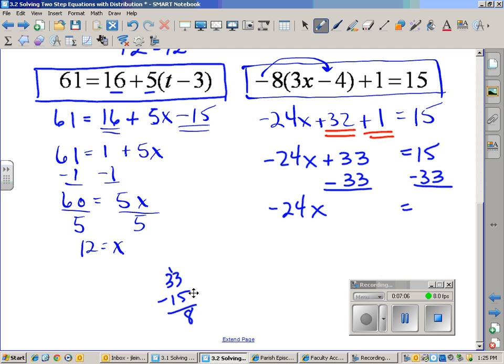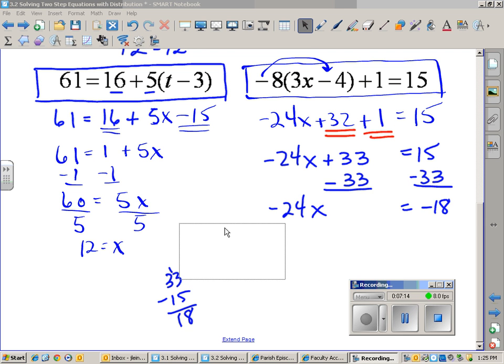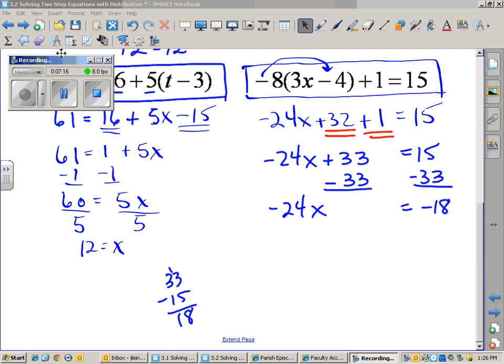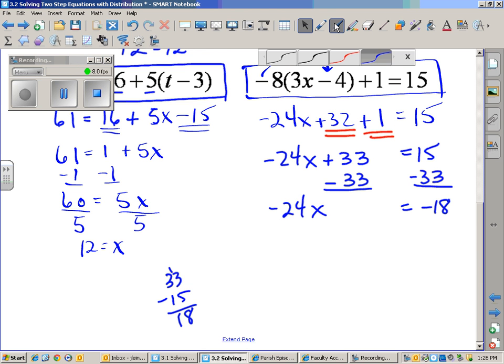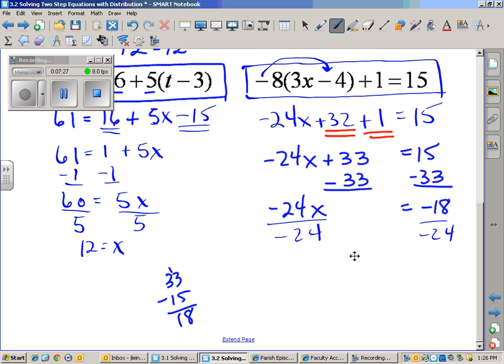8. Let's see, 218, is that right? Is equal to negative 18. This is going to be an interesting problem. If I did it correctly, I am now going to divide both sides by negative 24, and I've got a funky looking fraction as an answer. x is equal to negative divided by negative is positive 18 over 24.